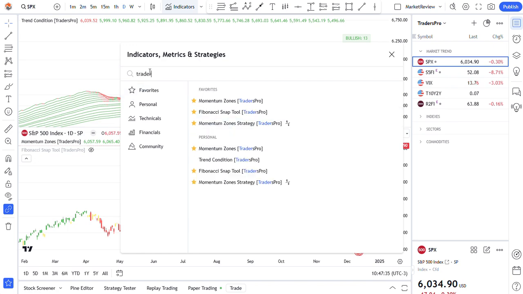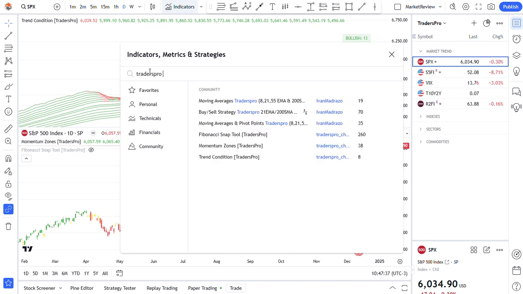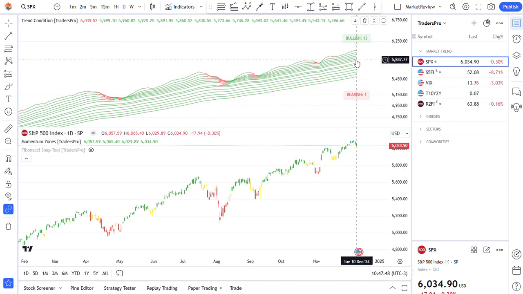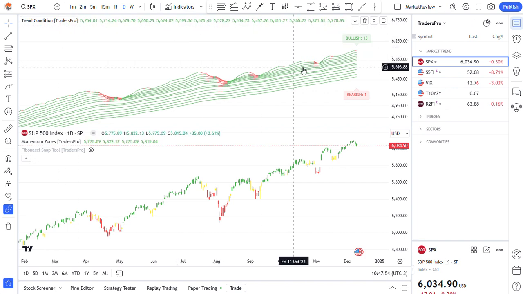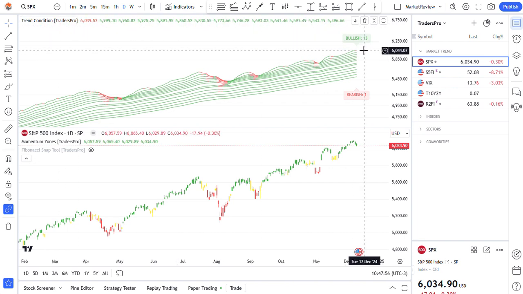You can type, even if you just type in TradersPro right here, that's going to pull in these three that are bracketed. Those are the three current indicators that we've got available. That is momentum zones right here, Fibonacci snap tool, and trend condition. So as far as our market conditions, this indicator is going to be giving us trend condition. It's called trend condition, and it is a combination of moving averages.